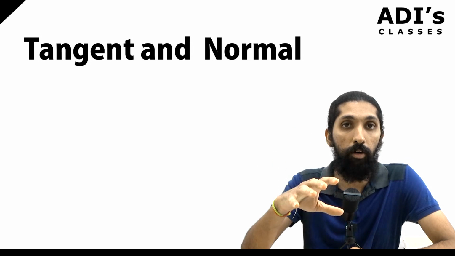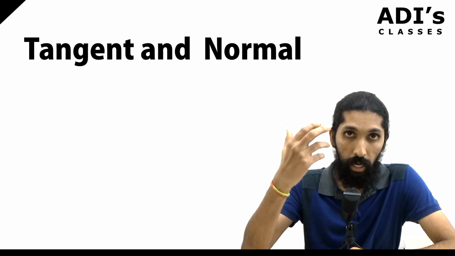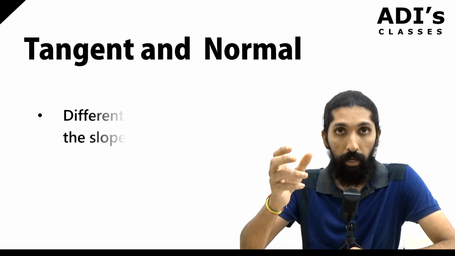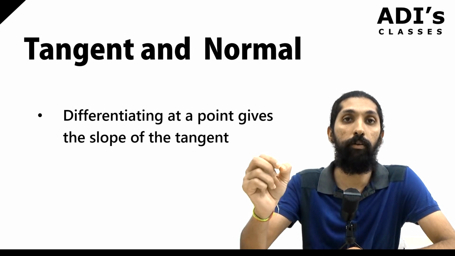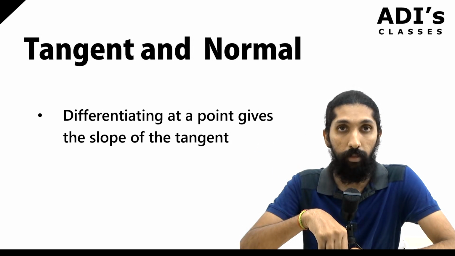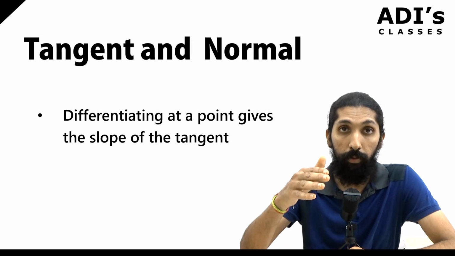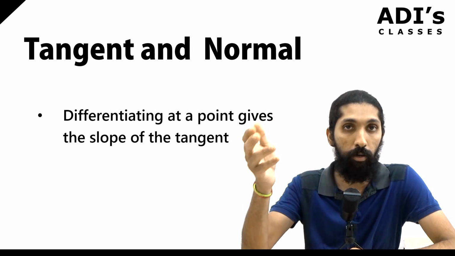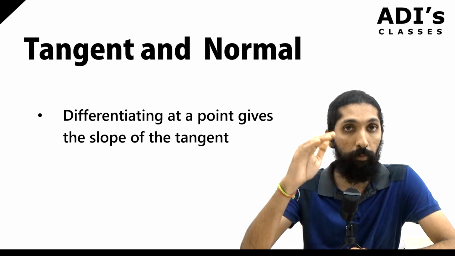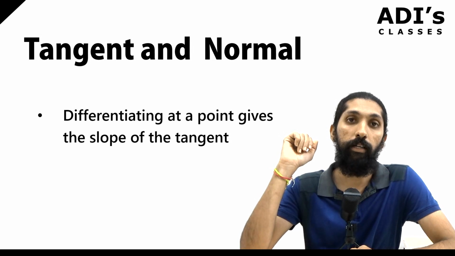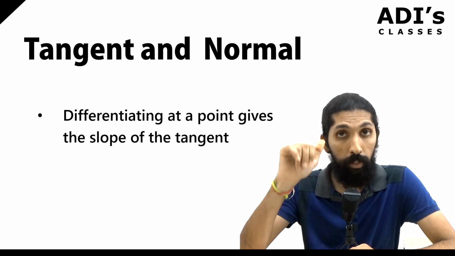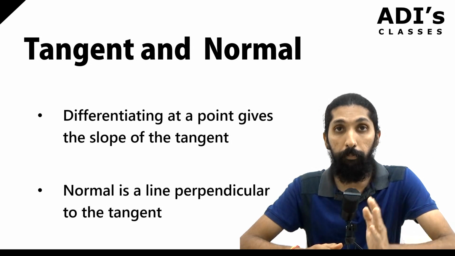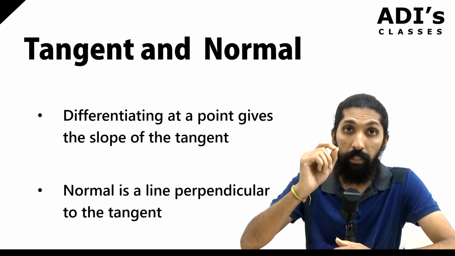Moving on, we came to the concept of tangent and normal. Tangent and normal is that particular application where you differentiate at a particular point and you get the slope, correct? Once you get the slope, if the slope is positive, then you can figure out how it is. That is the slope of the tangent, right? And whenever you have a normal, normal is that line which is perpendicular to the tangent at the point of contact, right?